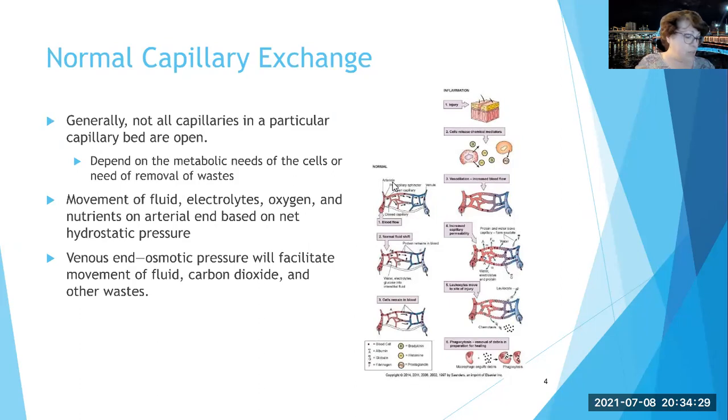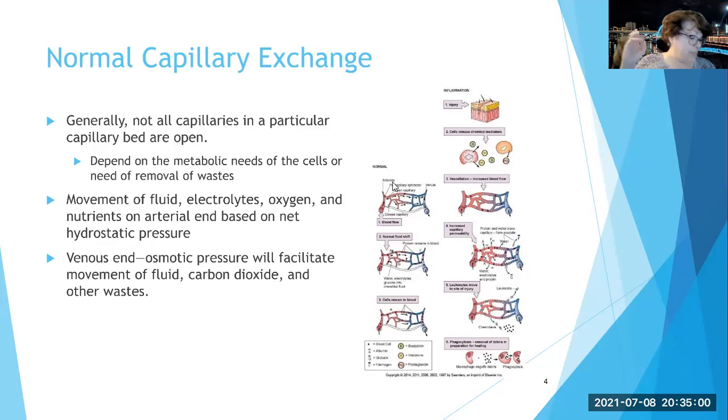There are smooth muscle sphincters, pre-capillary sphincters, that restrict blood flow through some channels. The movement of fluid, electrolytes, oxygen, and nutrients out of the capillary at the arteriolar end is based on the net hydrostatic pressure, and that's being provided by our blood pressure. So hydrostatic pressure is a pushing force. Remember that from the fluid chapter.